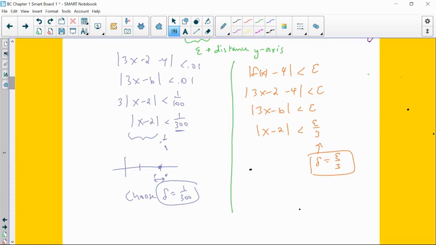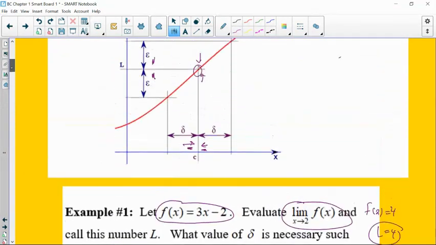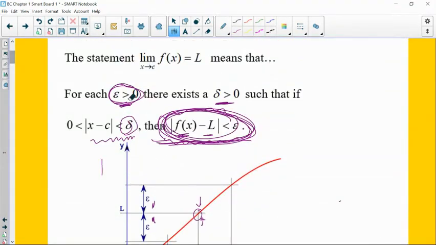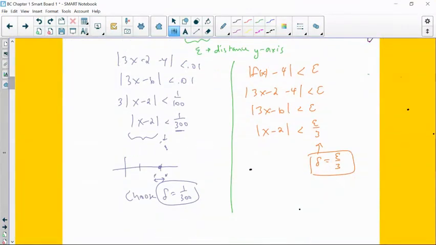Think about what it's saying: for any positive epsilon, there exists a positive delta. Whatever epsilon you pick, if you divide it by 3, that's your delta. It gives you that relationship between the two.